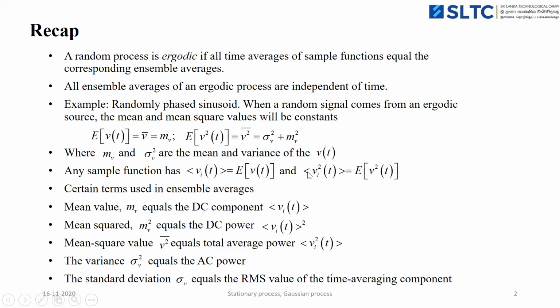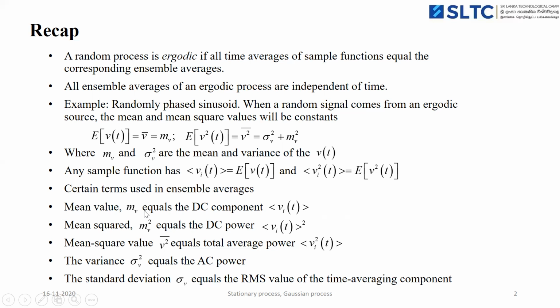Similarly, with another notation we can see the average of the square of the ensemble, which is equal to the expectation of v squared of t. This is the mean square value of the random process. This is the mean of the random process.